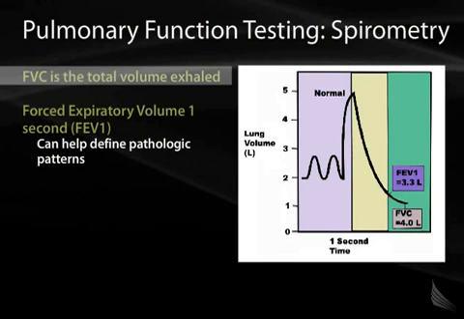Now, because we don't know the amount of gas that's left behind in the lung, we don't know what the total lung capacity is. Because we don't know that residual volume, how much gas is trapped behind, we don't know what the total lung capacity is. So we never really know what the total lung capacity is when we do spirometry.